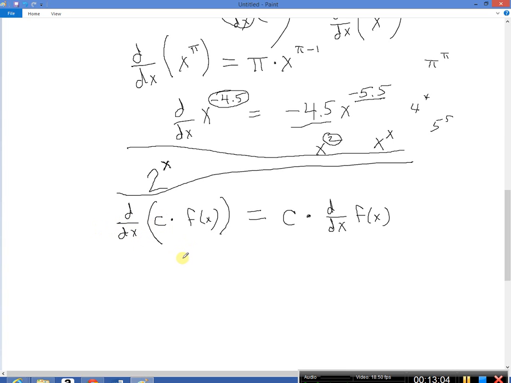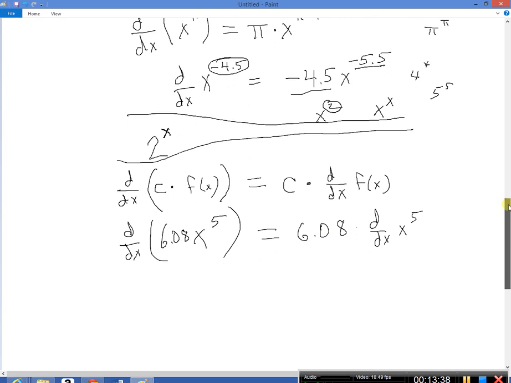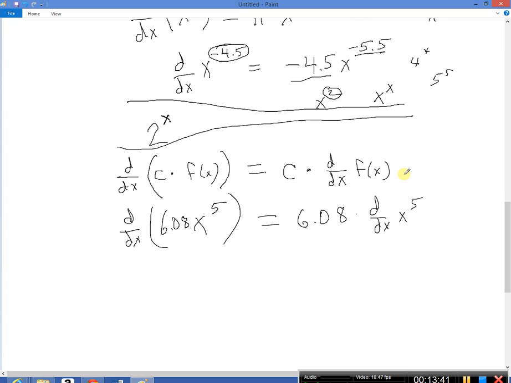So for example, if you knew what the derivative of x to the 5th is, which we do from the high school rule, I can multiply that by 6.08 and say, what's the derivative of that? And the answer is, well, 6.08 is a constant. I can just slide it right out of that derivative operator. So it's sitting out here. And now I just take the derivative of x to the 5th. And we know how to do that. That'll be 5x to the 4th. So constants move in and out. And that's an easy thing to do.